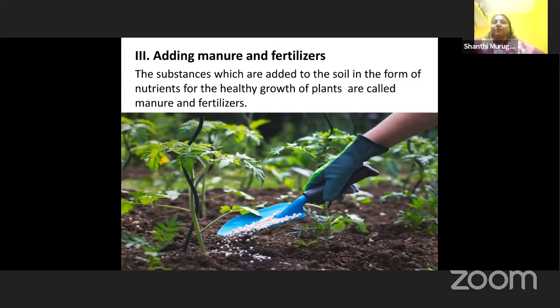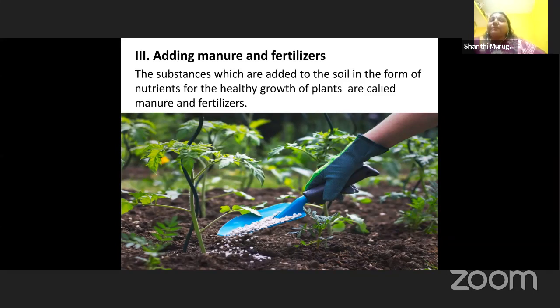Good, very good. Now, I told you about manure and fertilizers. Fertilizers are manufactured in companies, in factories. These also help the plants to grow well.